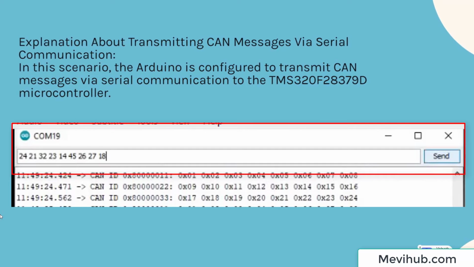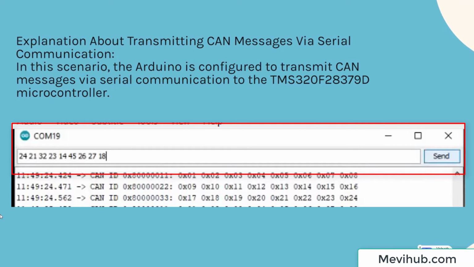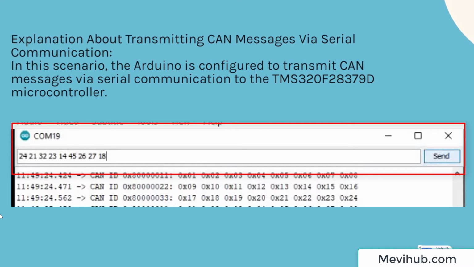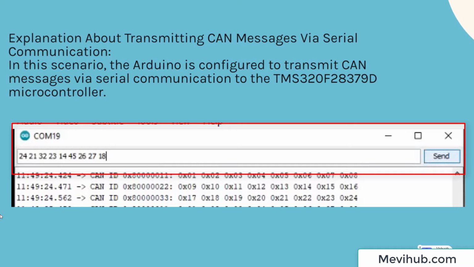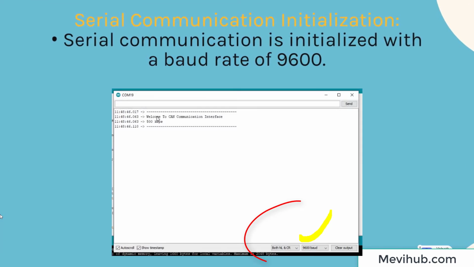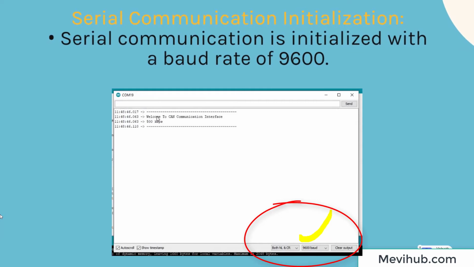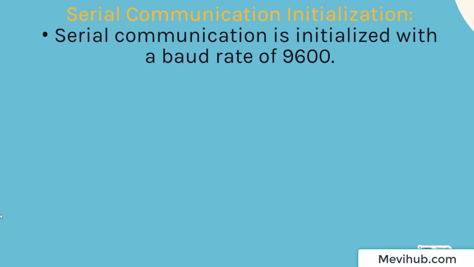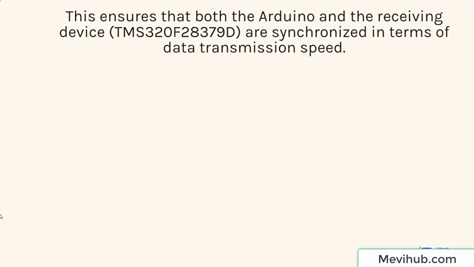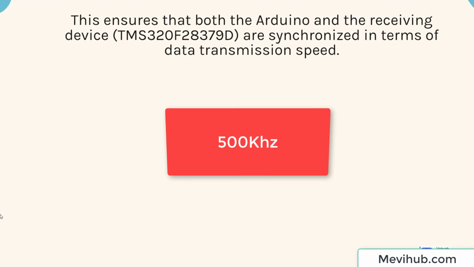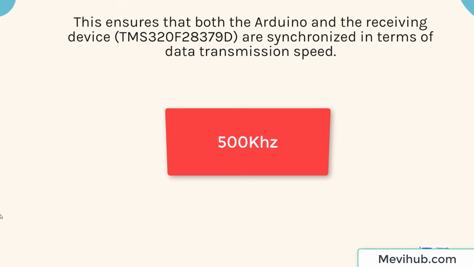Explanation about transmitting CAN messages via serial communication. In this scenario, the Arduino is configured to transmit CAN messages via serial communication to the TMS320F28379D microcontroller. Serial communication initialization. Serial communication is initialized with a baud rate of 9600. This ensures that both the Arduino and the receiving device, TMS320F28379D, are synchronized in terms of data transmission speed.